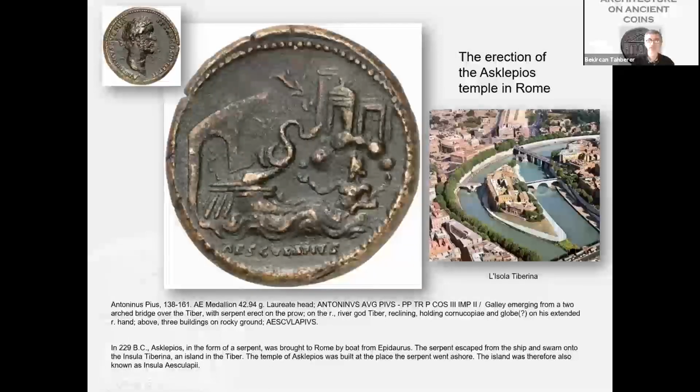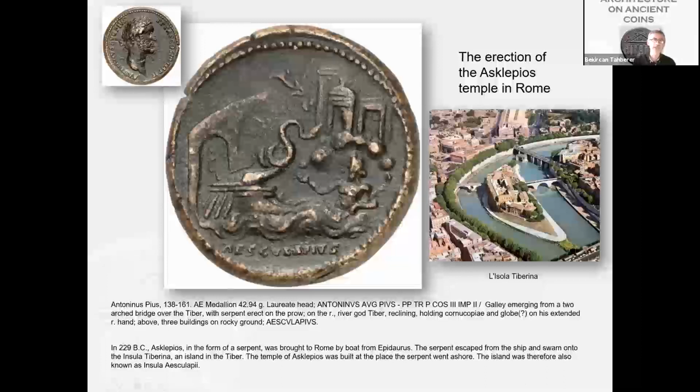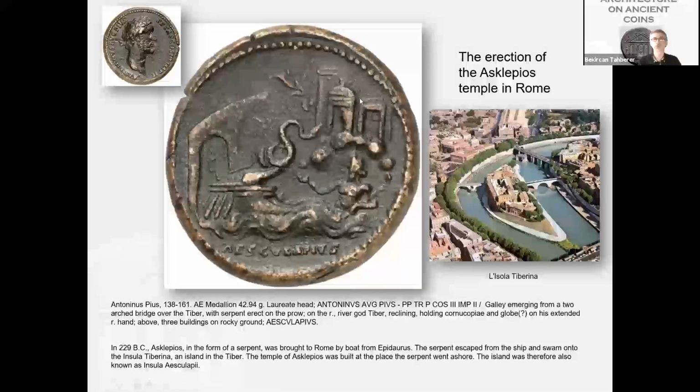A serpent represented the healing powers of Asclepius. So here on this coin, they depicted a snake on top of the galley entering into the city under a bridge. One of these bridges, most likely, or earlier bridges that they had there. So upon entering the city, the serpent jumped and swam onto the island in the river. And they thought it was an omen, and they decided to build the Asclepius temple on that island. And here we see that scene happening, some structures in the background.